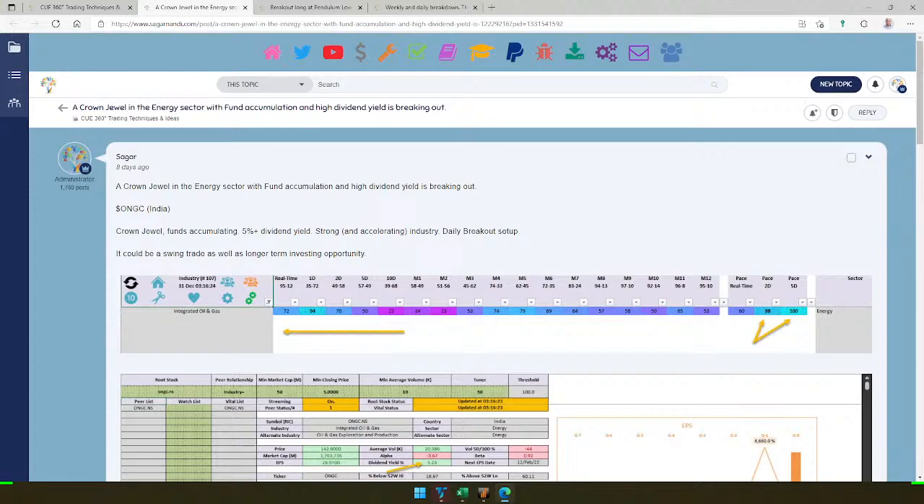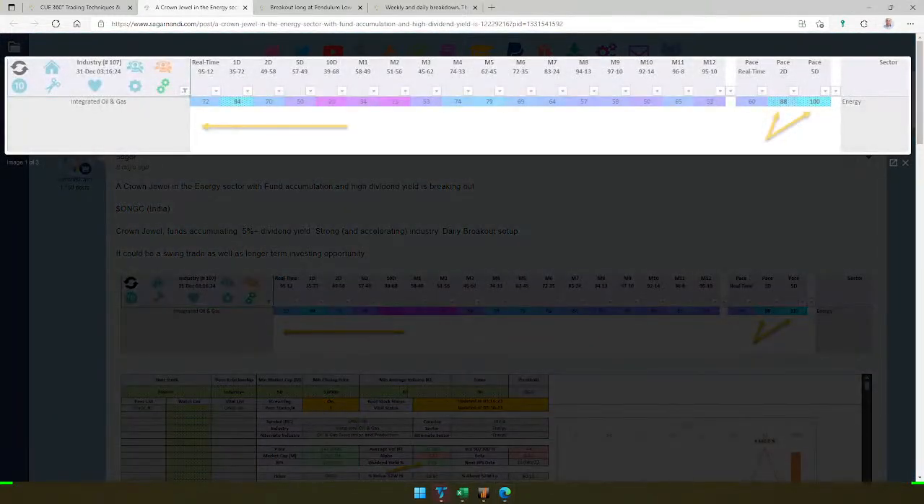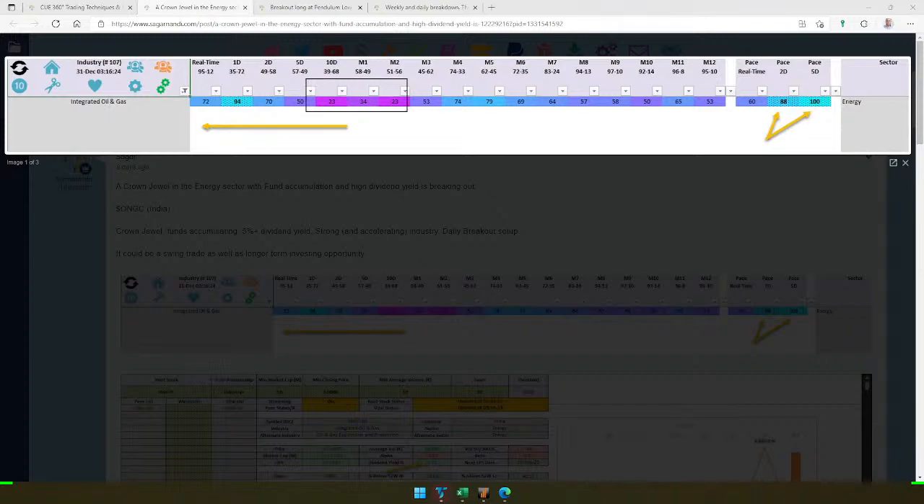Almost all, we'll see if all or not, almost all at least, but maybe all of the trades I shared are in profit. This I shared 8 days ago, December 31st, ONGC in India. Doesn't matter, same approach. The industry, integrated oil and gas, was weak earlier in real time.